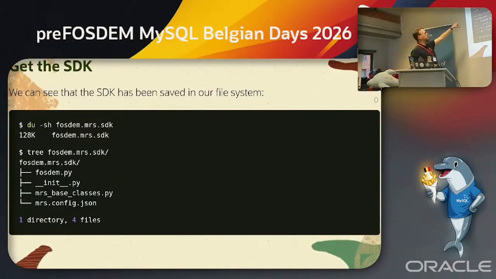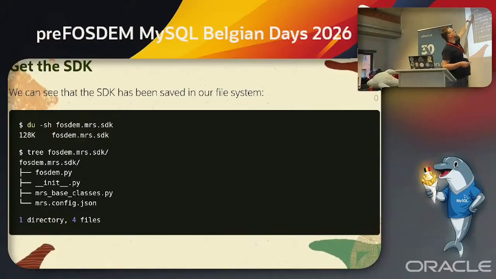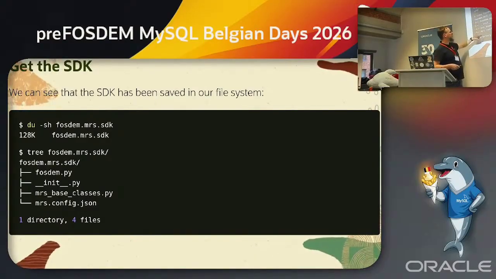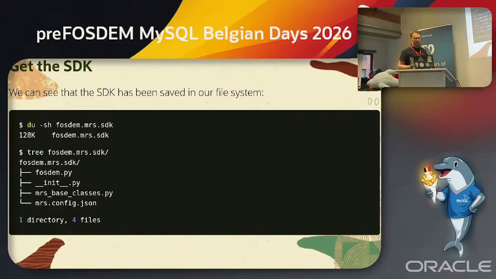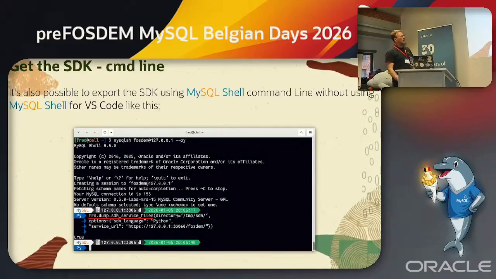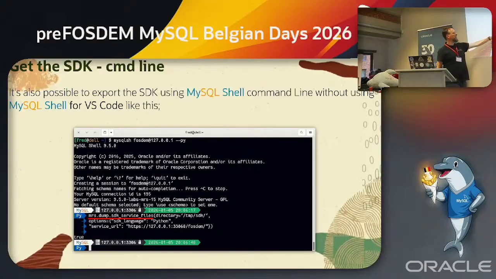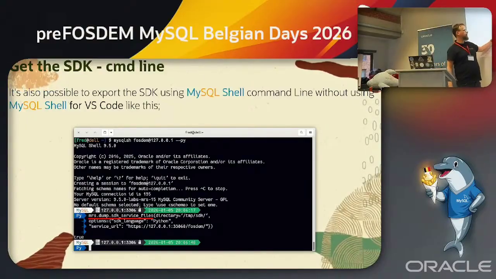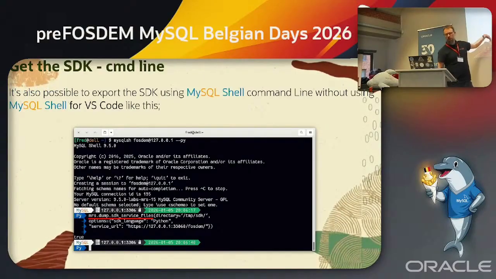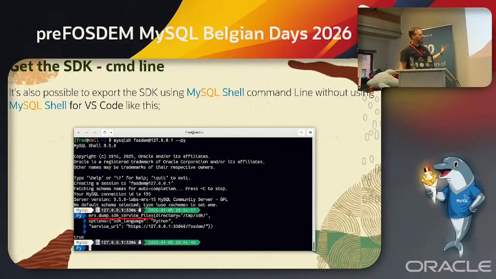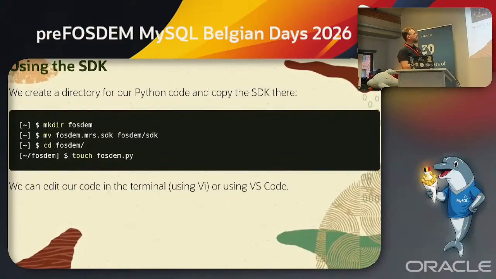So it creates this FOSDEM MRS SDK, so small. And if we check what we have in it, we have the FOSDEM py and the MRS class, MRS config, JSON files, everything is here. And you can do that from the shell also, using MRS dump SDK if you want, in the command line. No need to go on the GUI. It depends what you want to do.